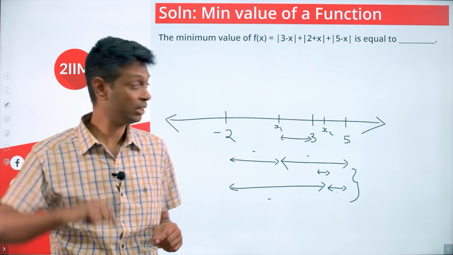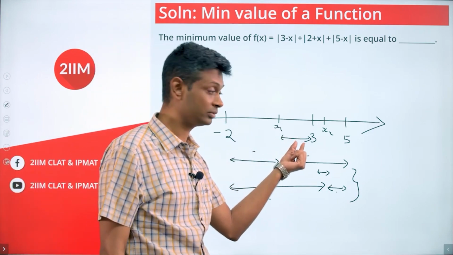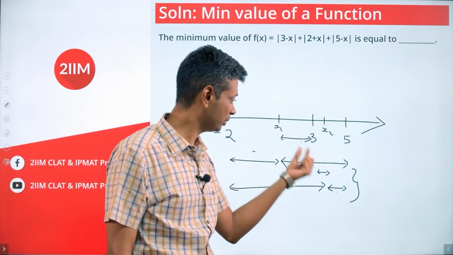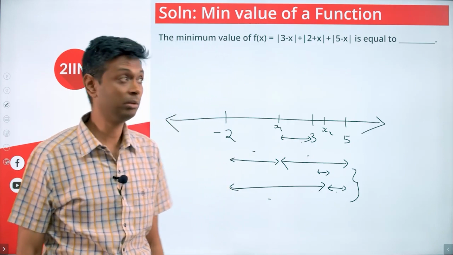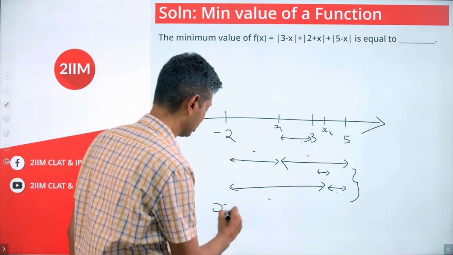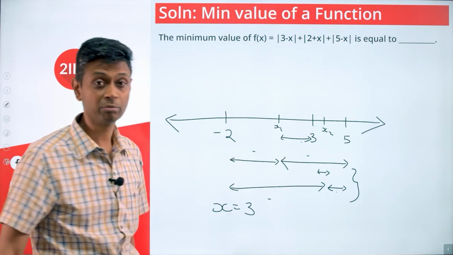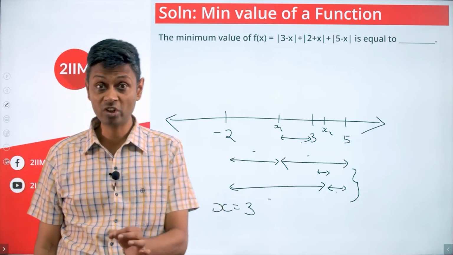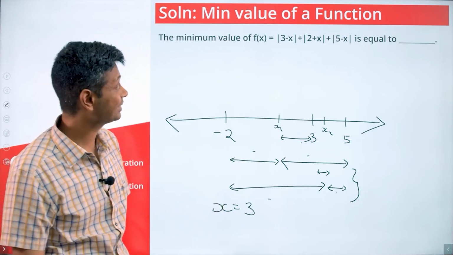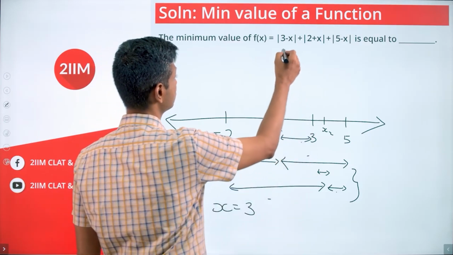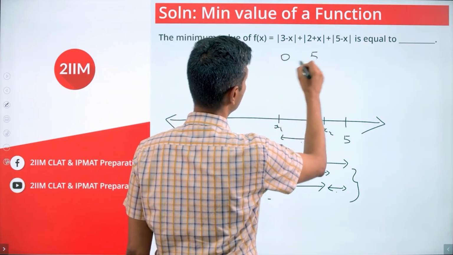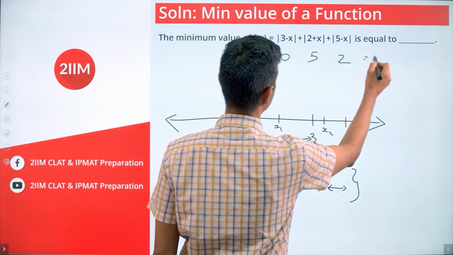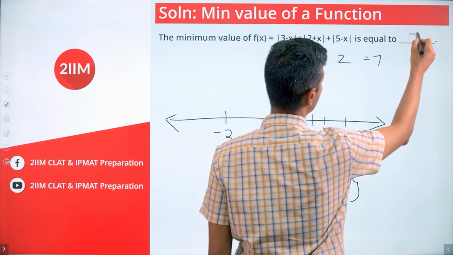Now the additional part is only this distance, x to 3, either x1 to 3 or x2 to 3. When will that be minimum? Quite easy. Put x as 3. X lies between minus 2 and 5. The best case scenario is when x is 3. When x is 3, this goes to 0. This is 5. This is 2. Adding up to 7. Or the minimum value is 7.